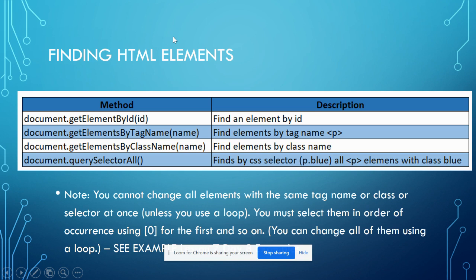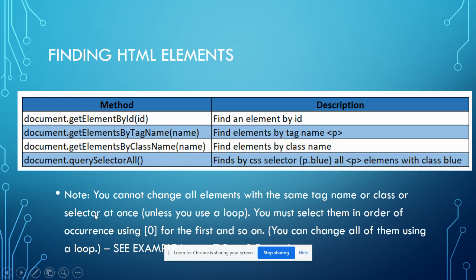So how can you find your HTML elements? Well, you can use different methods. So you can find them by ID, which is what we've been doing. It's very common. You can find them by tag name. You can also get elements by class name. And then you can also get them by CSS selector. So all of the paragraphs that are in the blue class, all the paragraph elements that are in the blue class. Again, lots of spelling errors.